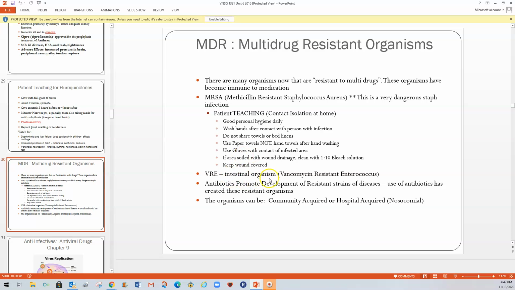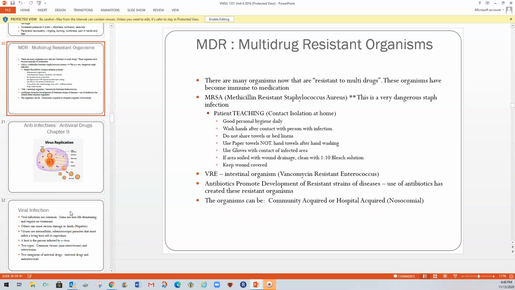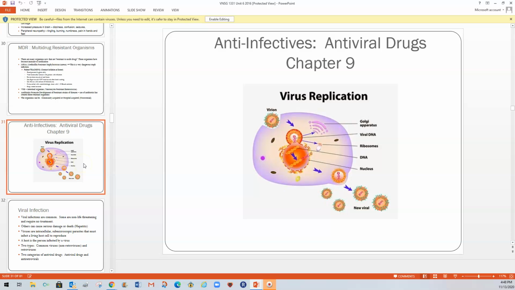VRE is another one. It's intestinal vancomycin resistance. It's resistant to vancomycin, while MRSA is resistant to methicillin, and there are very few meds that we can give them to help them. The use of antibiotics created these resistant organisms, and then they spread through community acquired or hospital acquired infection. The patient goes in for another reason, and they come out with MRSA or VRE. Sad.